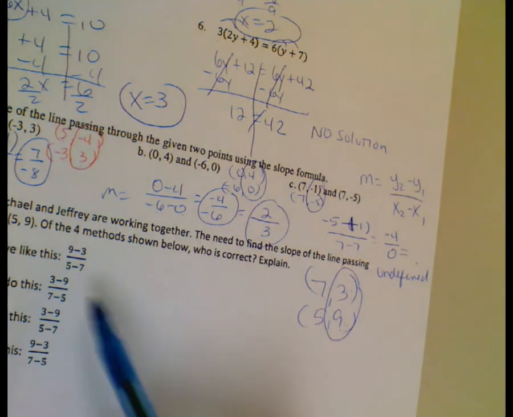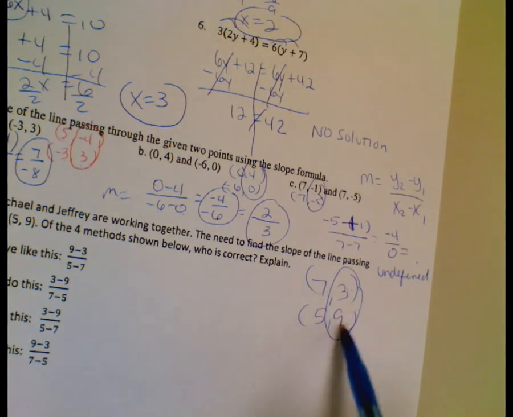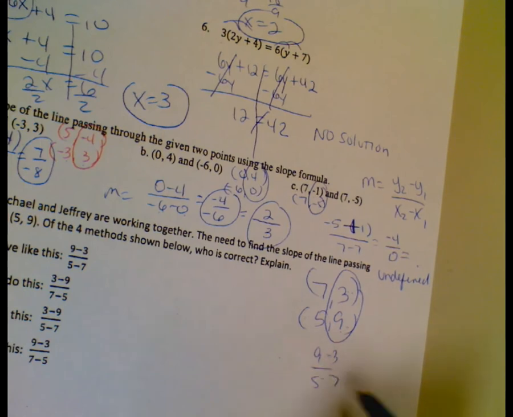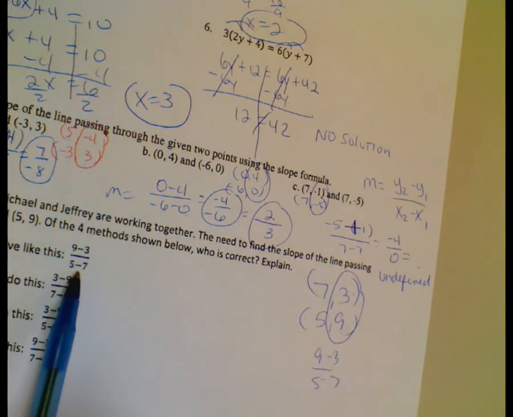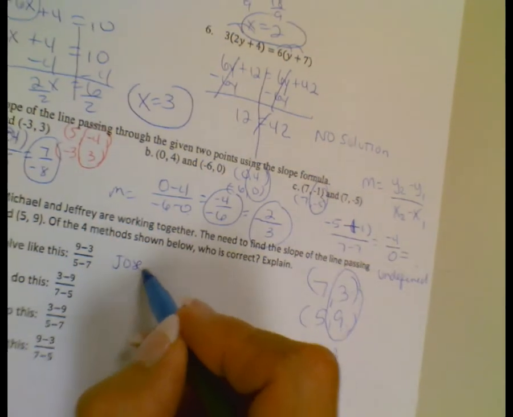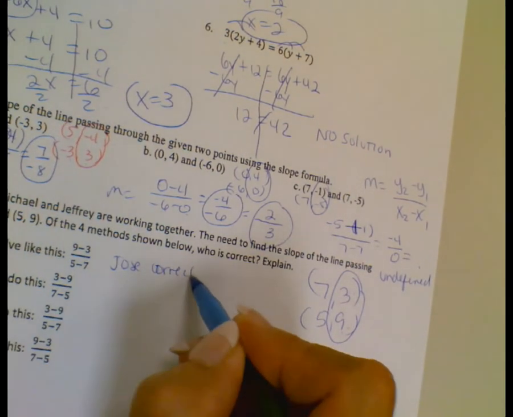If you did 9 minus 3, you would do 5 minus 7. So that one is 9 minus 3, 5 minus 7. So I would say Jose is correct. Let's see if the rest of them are correct.